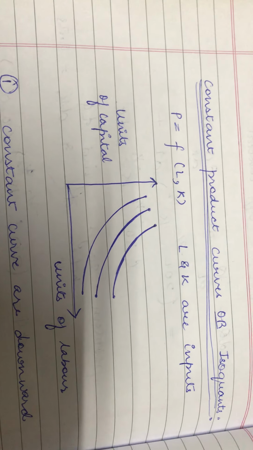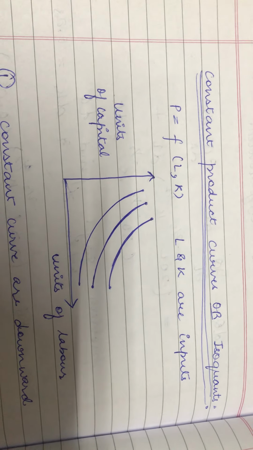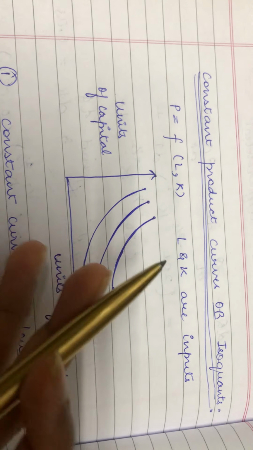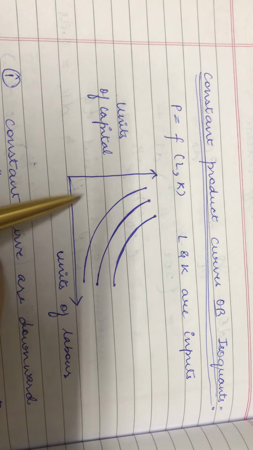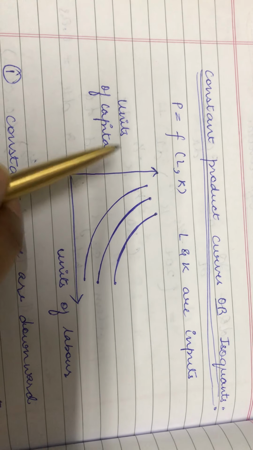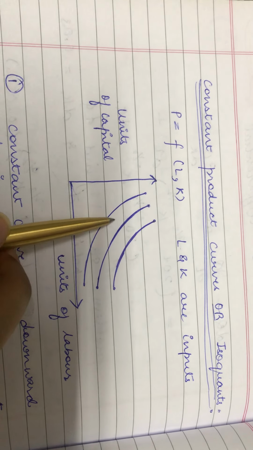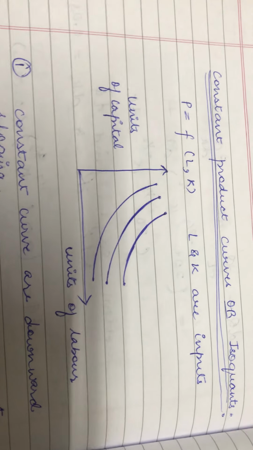Isoquants are basically the locus of the points wherein the producer is indifferent to the combination of the two factors that they have taken, capital and labor, which would yield the same kind of production.